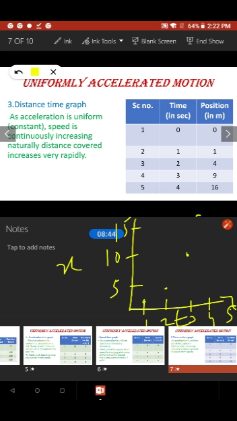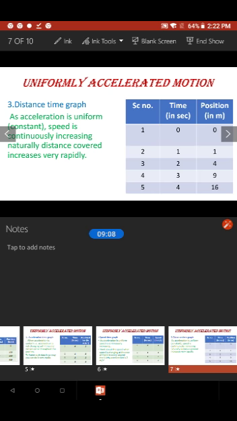So what type of graph is obtained? This is known as parabola. This shows the rapid increase in the distance or the position with respect to time. So this is uniformly accelerated motion, and this distance time graph is showing the uniformly accelerated motion. Try some other graphs with the help of the data framed by you.